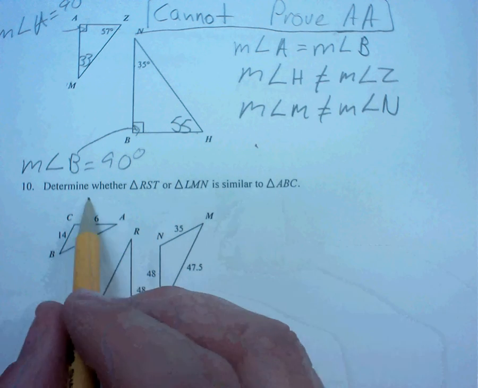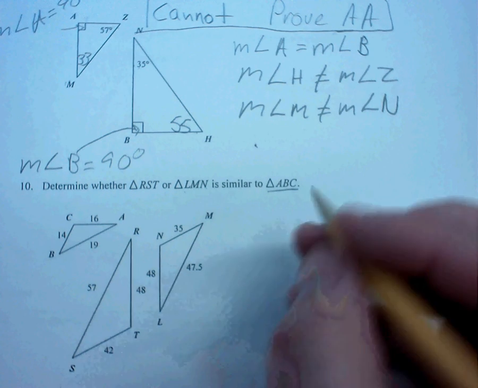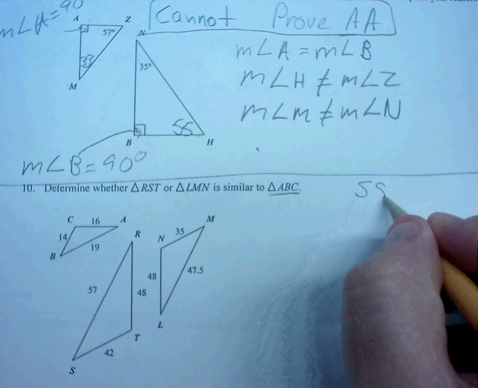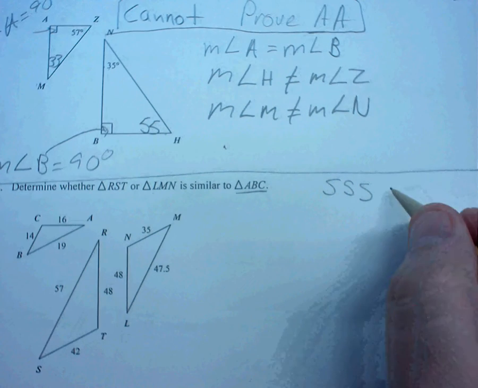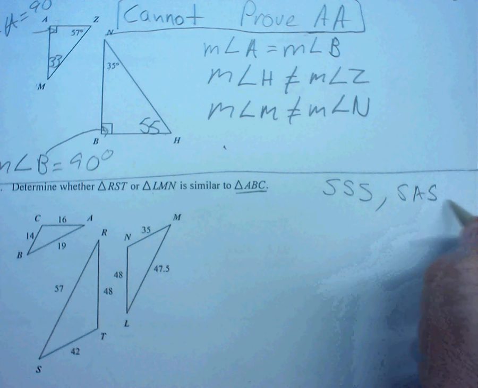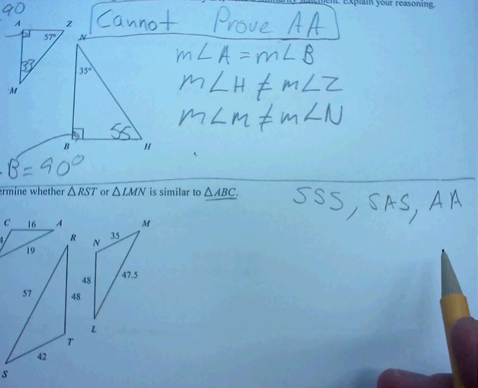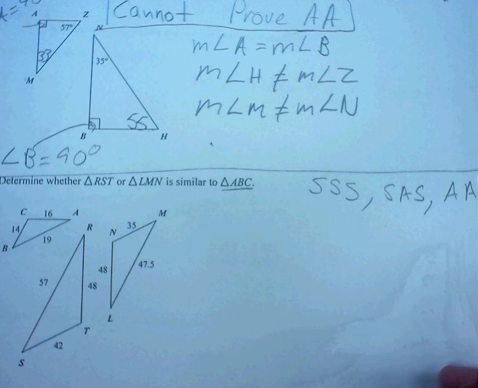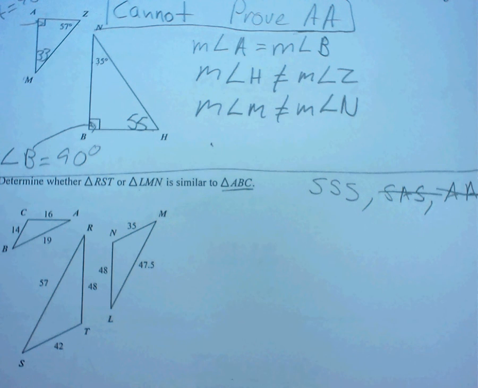We need to determine whether RST or LMN is similar to ABC. Now they've given us all sides. So I have nothing but information on the sides. So we're going to try to solve this with sides. I suppose I should point out that you might consider side angle side. However, do we have any information on angles? No. So I've got to cross that off the list, and the same with the angle theorem or postulate of similarity. Okay? So then which one is it?